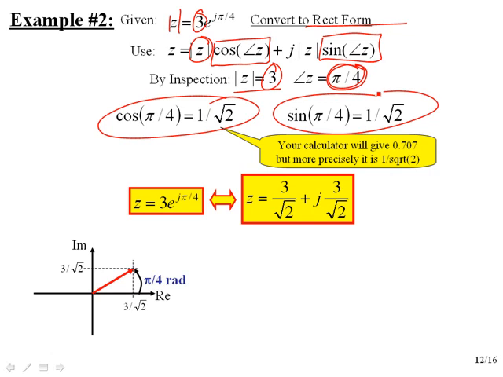Your calculator will give you 0.707, but that's an angle that it's probably a good idea for you to just know the answer for. Pi over 4 is 45 degrees, by the way. So we now have, using these results, 3 times square root of 2 gives us 3 over square root of 2, plus j, 3 times 1 over square root of 2 gives us that result.